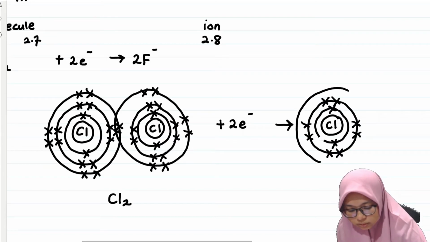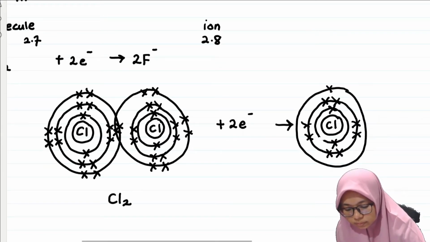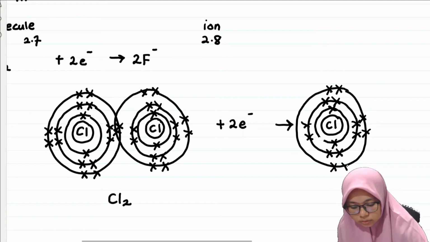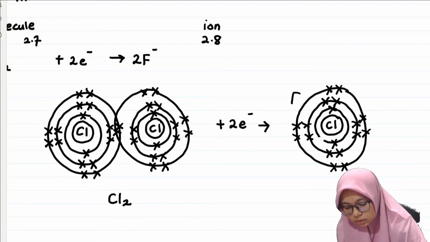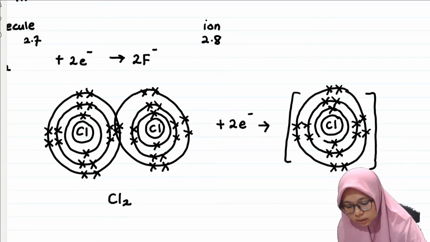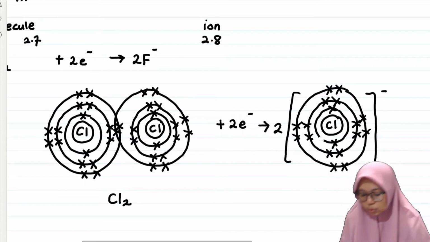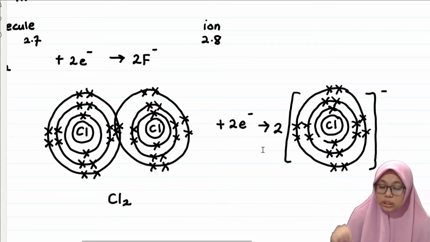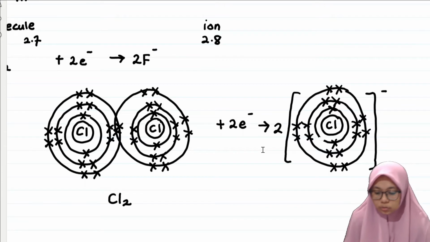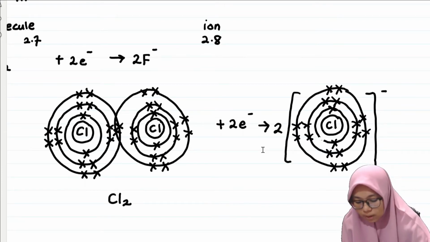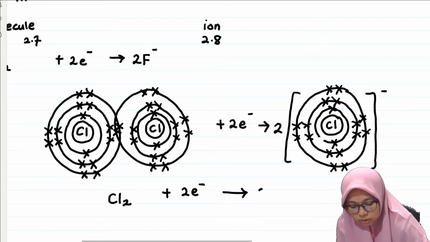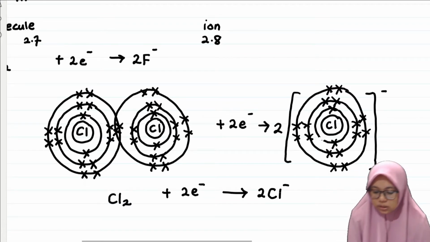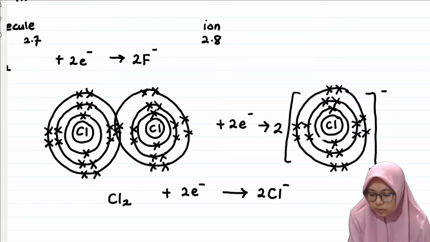The third shell will also form 8 electrons. Okay, so same as fluoride just now. So we have 2 chloride ions because we have 2 chlorine atoms in 1 chlorine molecule. So from Cl2, okay, Cl2 accepts 2 electrons, forms 2 Cl minus. So this is what we call a half equation.